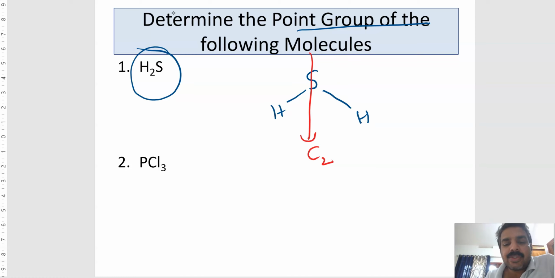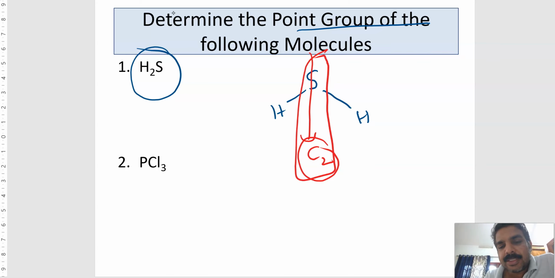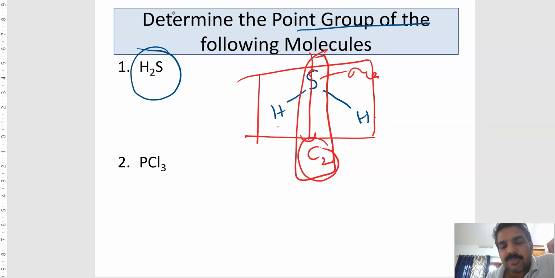Okay, so there is a C2 axis and there are two sigma V's. A sigma V passing through this sulfur and bisecting these two hydrogens is a sigma V. And another sigma V is the molecular plane itself. So this molecule has a C2 and two sigma V's. So what is the point group? Yes, okay, it is C2V.